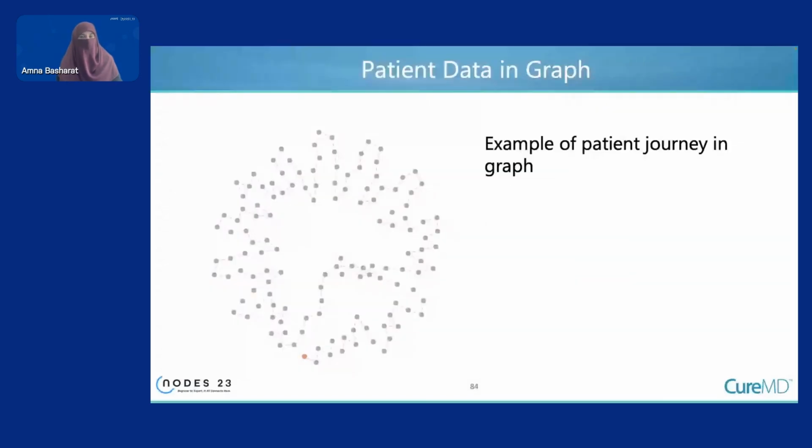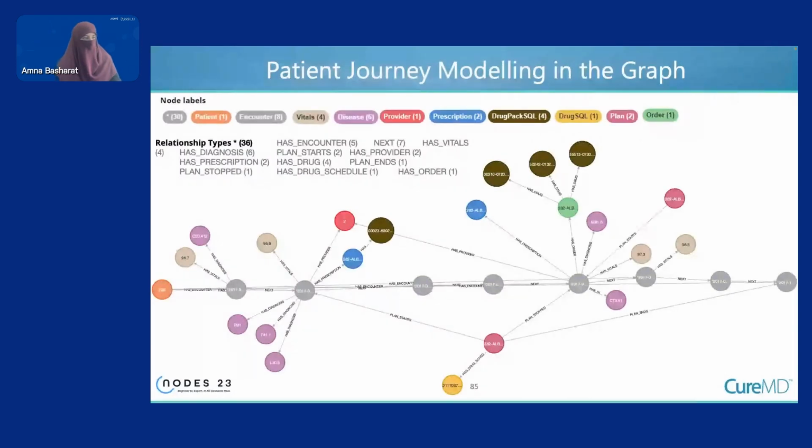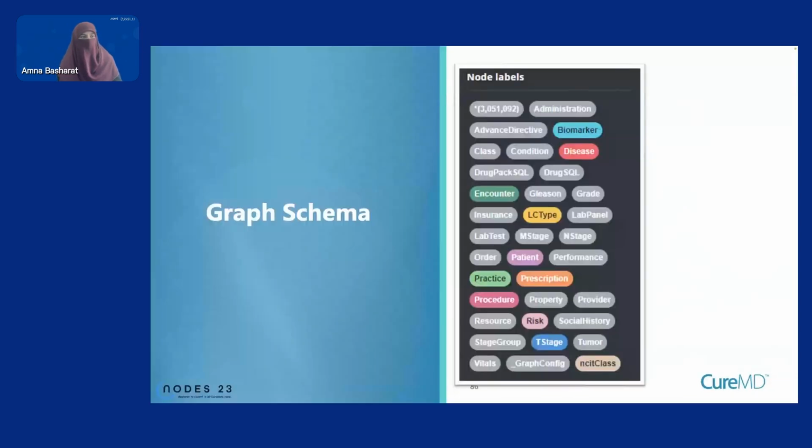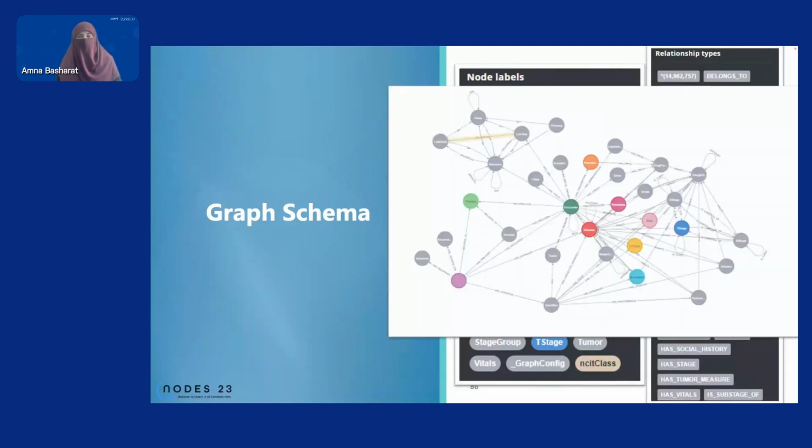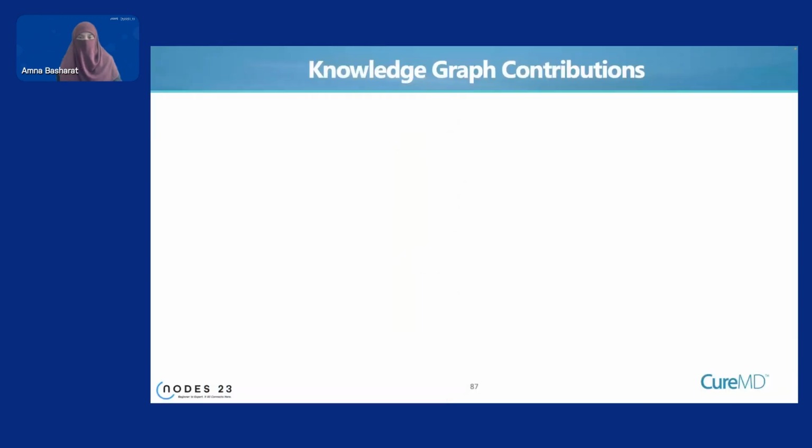This is an example of the patient journey in the graph, and another snapshot where you can see that these gray nodes are the encounters which are linked, and you can see the information about the diagnosis, the drugs, the plans, and so on. Currently, our graph has over 3 million nodes and over 14 million relationships. And this is what the schematic visualization of the graph looks like.